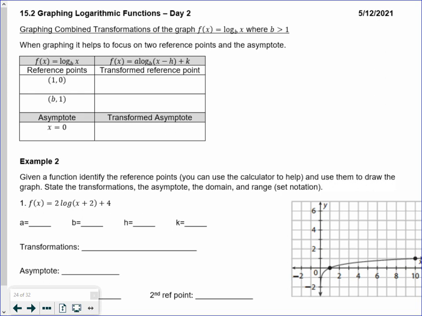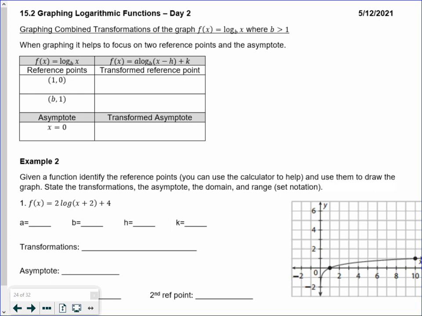How's it going, guys? Today in this video, we're going to be going over Module 15.2, Day 2, graphing logarithmic functions. Graphing logarithmic functions is going to be very similar to graphing exponential functions. Since they are inverses of each other, the graphs are going to behave very similarly. The only difference is the x's and the y's are going to flip, like we talked about in the last lesson.